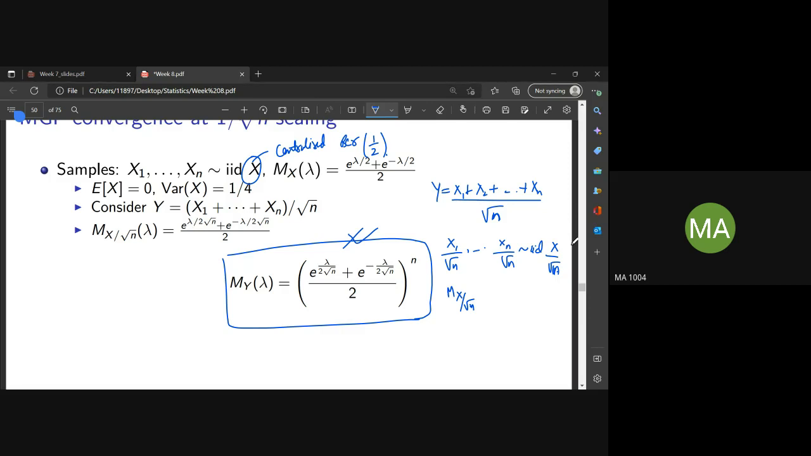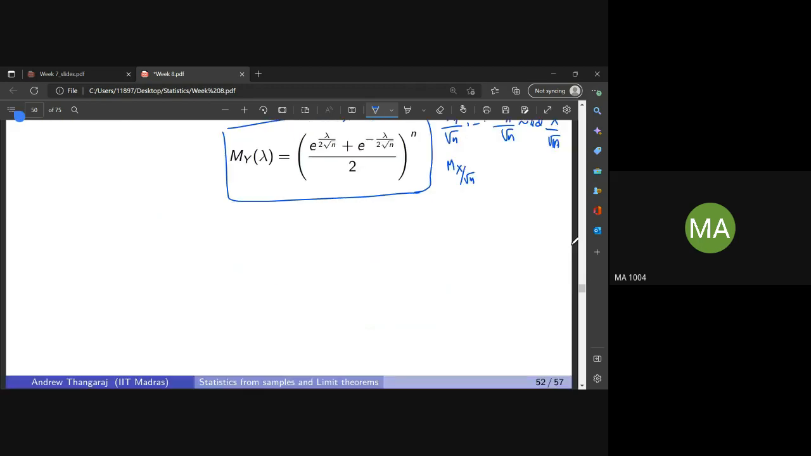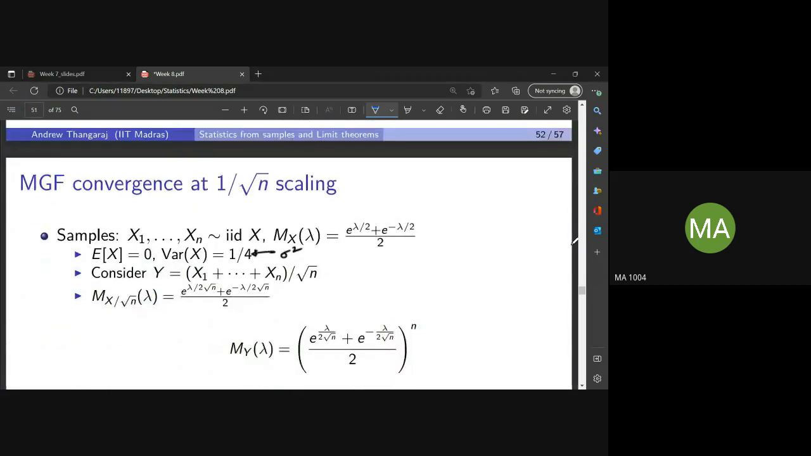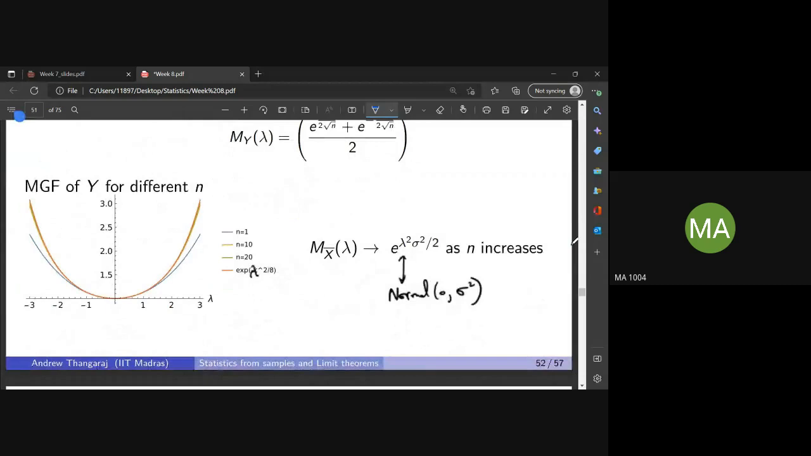So we'll get the moment generating function to be this. Now, as you keep on increasing the value of n, you will see that all of them converge at some point. And what is that point? That point comes out to be e to the power lambda square sigma square by 2. And this is nothing but the MGF of normal with mean 0 and variance sigma square.